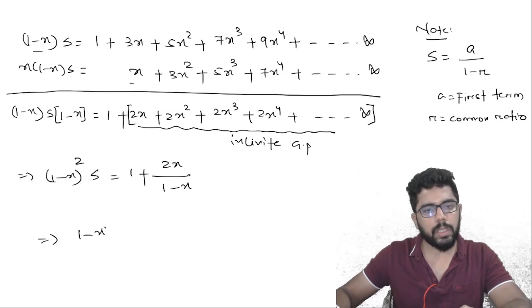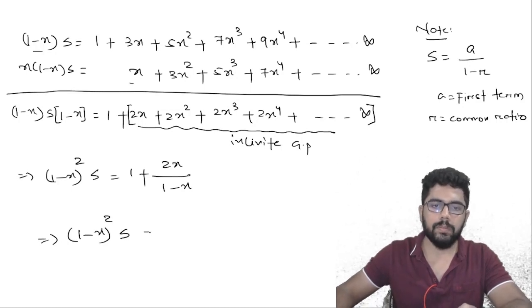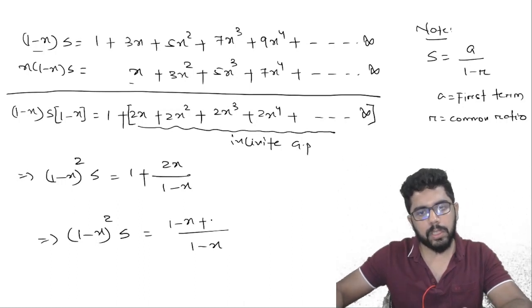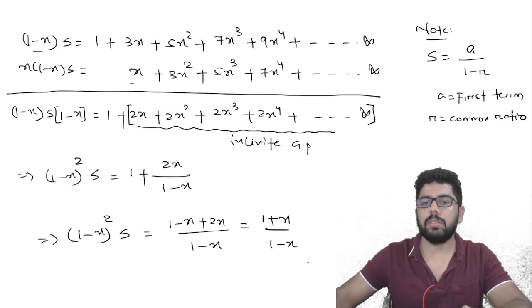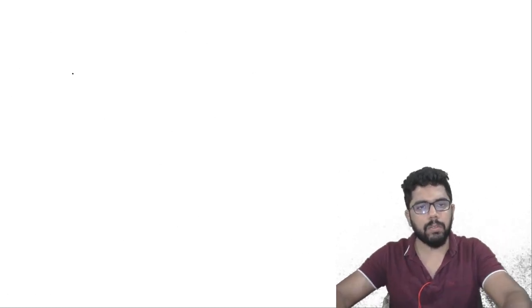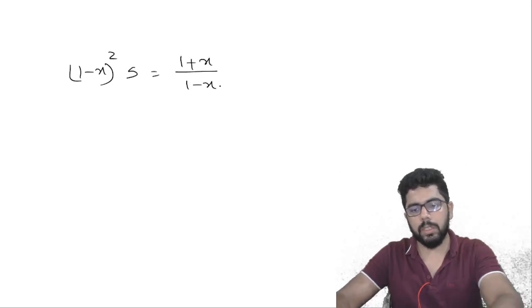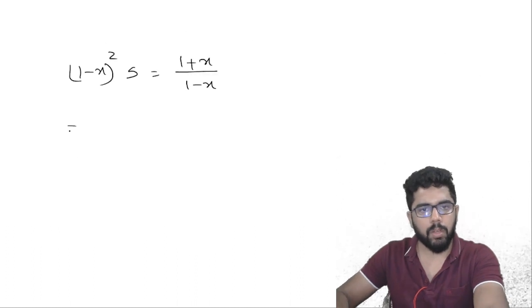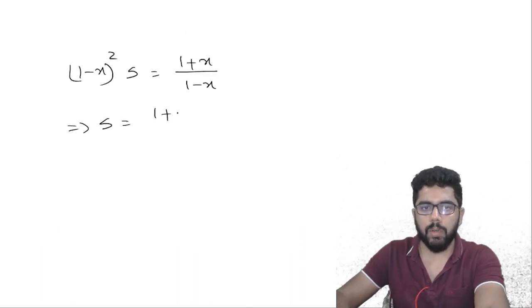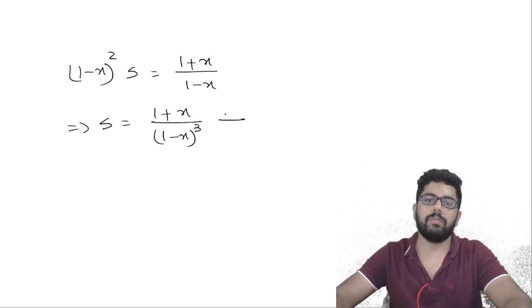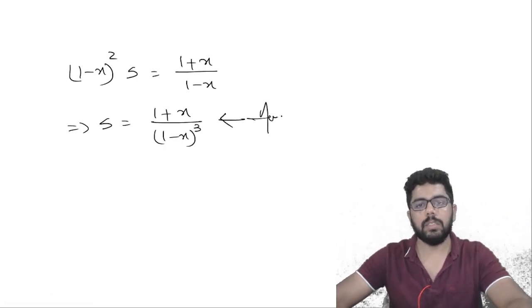So I get 1 minus x whole square into s. 1 minus x I can take as LCM. So 1 minus x plus 2x. This gives me 1 plus x by 1 minus x. Or if I solve it a little further, 1 minus x whole square into s is 1 plus x by 1 minus x. Or s I get as 1 plus x by 1 minus x whole cube. This is actually our answer.